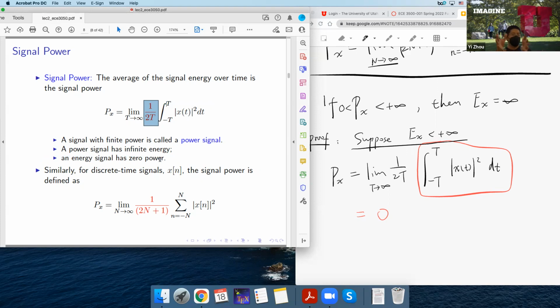So if the energy is finite, when you distribute that over the entire time domain, the average energy is going to be 0. And the power is basically the average energy.